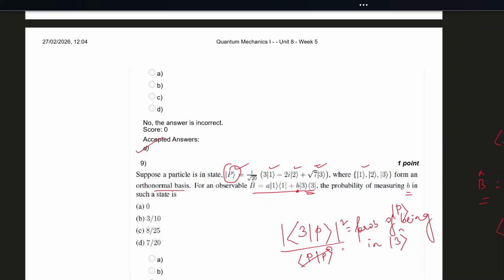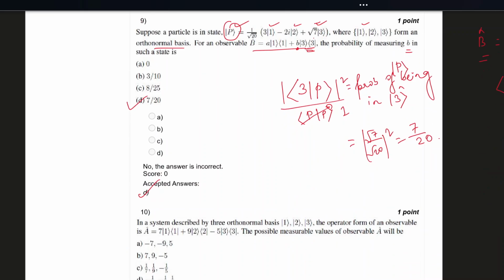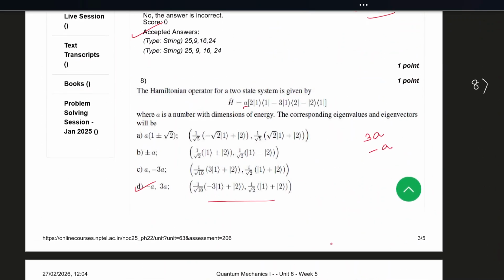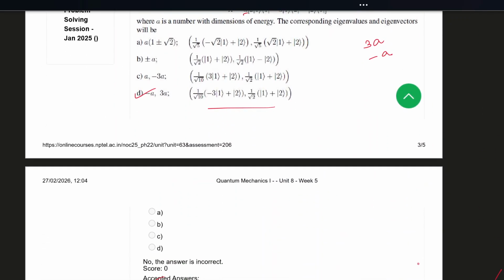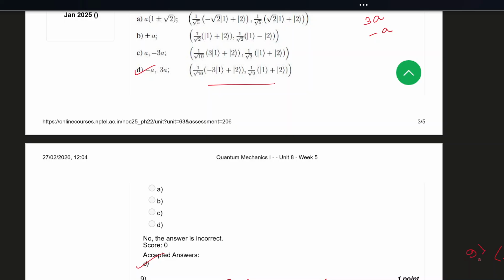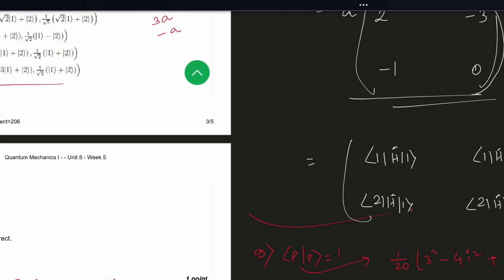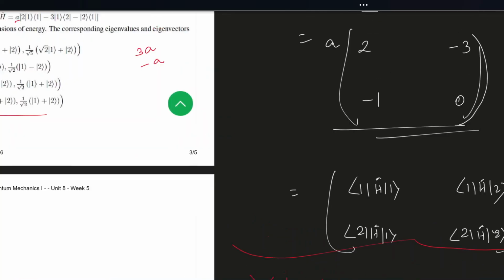That means this term, even if it is there, it is 1. So you only have to get what the mod square of the inner product <3|P> is. That is basically 3 has this coefficient root 7 by root 20, whole squared, which is 7 by 20. So your answer will be 7 by 20. Okay, so this is your question number 9. Before that, up to that was question number 8. So let us draw a boundary.